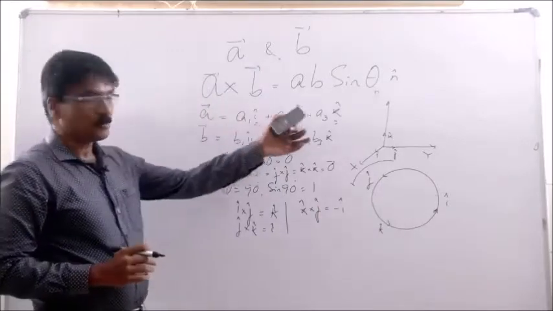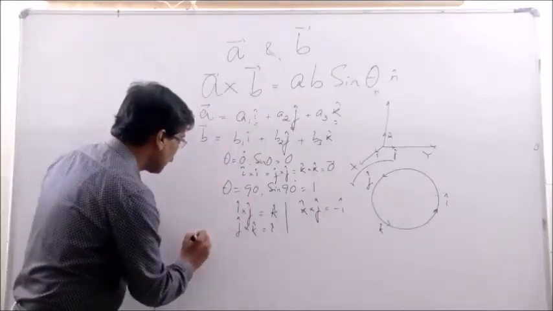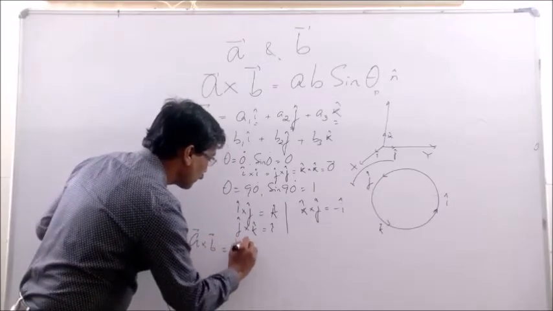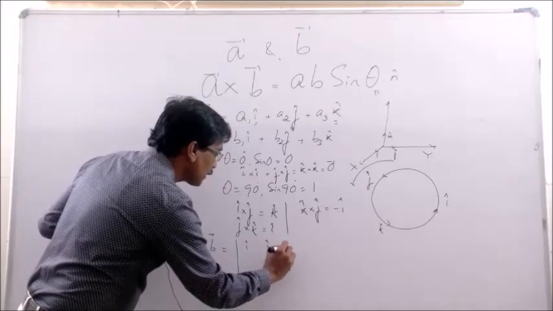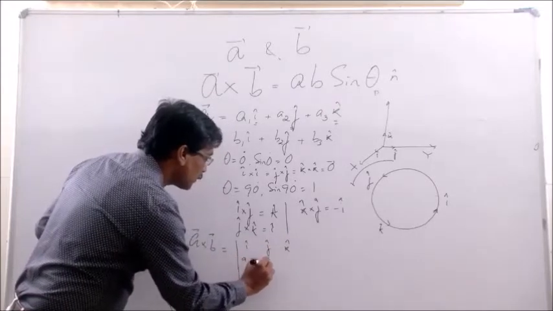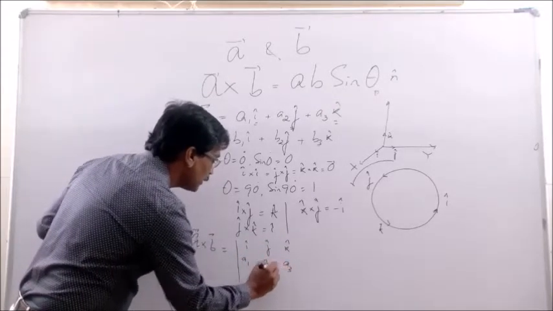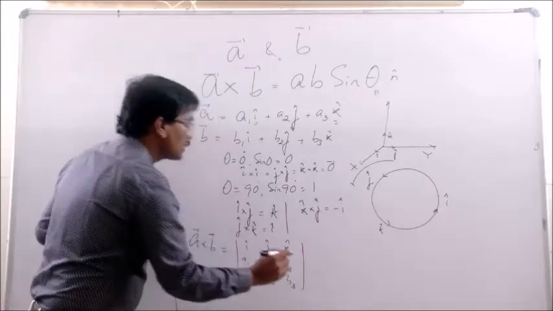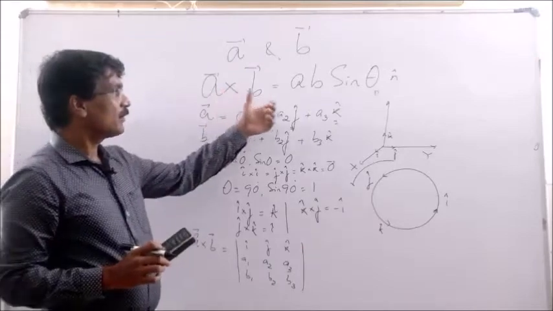So, if we have it in component wise, A cross B will be represented in determinant form: i cap, j cap, k cap, the components of A vector, that is A1, A2, A3, and B1, B2, B3. So, this is the component wise representation of a cross product.